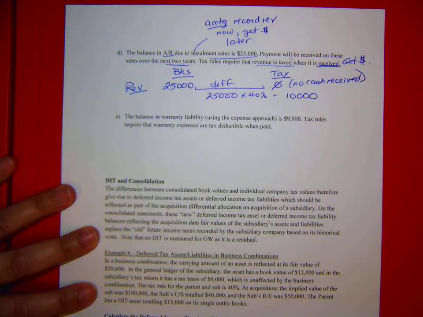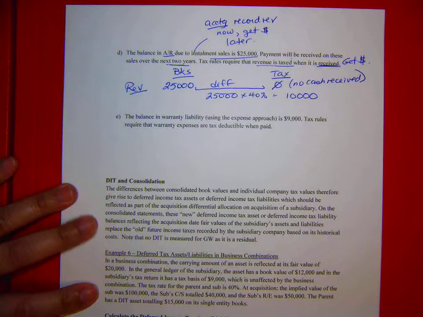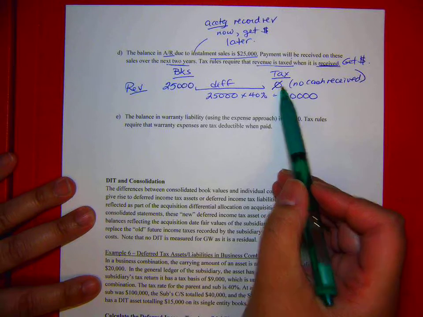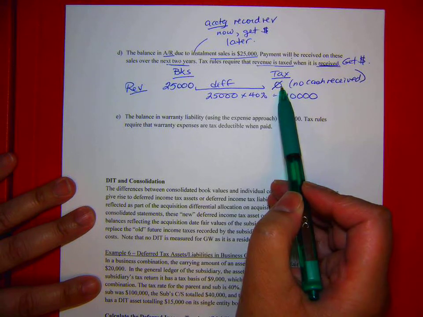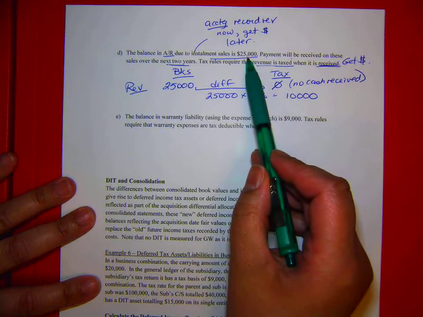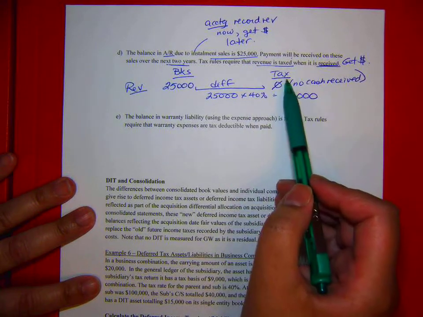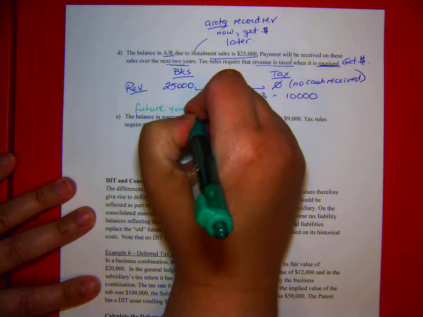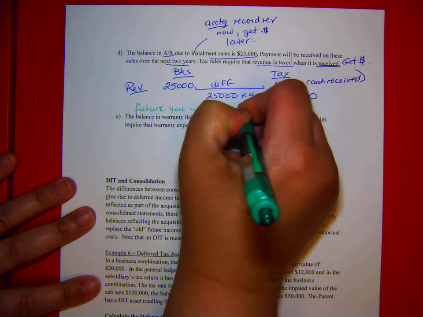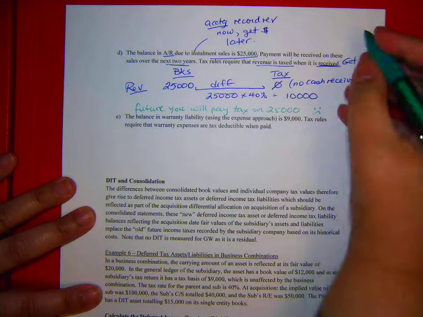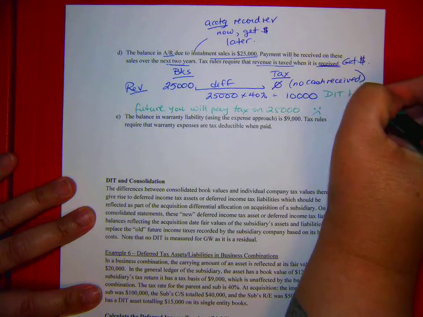So, again, is it a DIT asset or DIT liability? Well, in the future, does future you pay more tax or less tax because you're getting money in the future? Well, right now you didn't pay any tax on this transaction. In the future, you're going to get this cash, right? So future you is going to have to pay tax on the 25,000. So you're not happy, so it's a DIT liability.